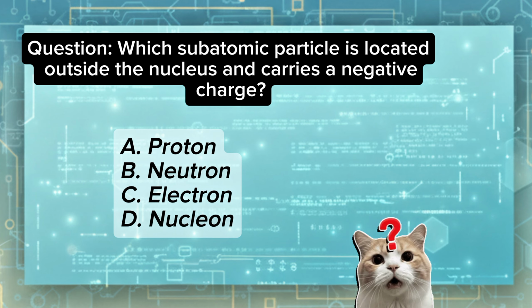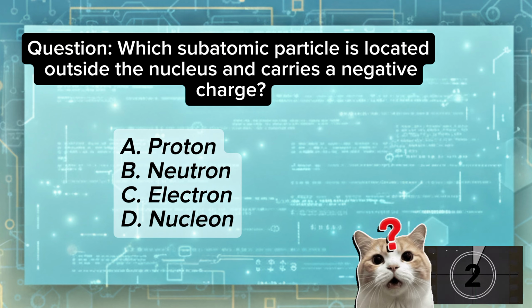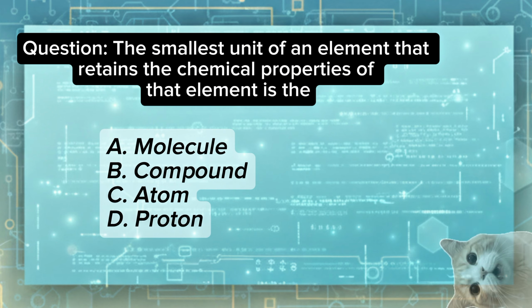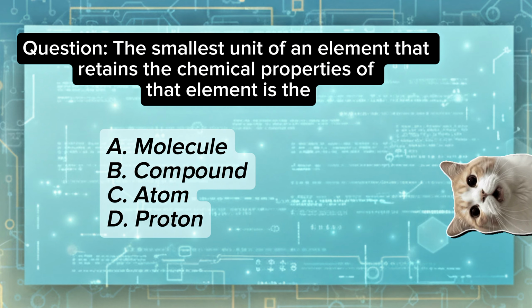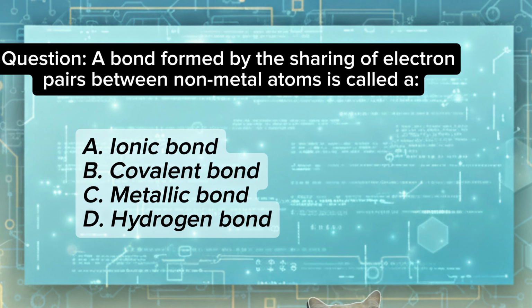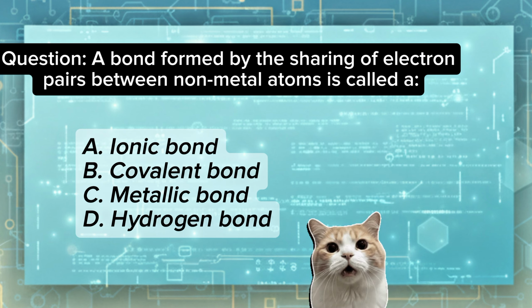Chemistry. Which subatomic particle is located outside the nucleus and carries a negative charge? Answer: electron. The smallest unit of an element that retains the chemical properties of that element is the? Answer: atom. A bond formed by the sharing of electron pairs between nonmetal atoms is called a?